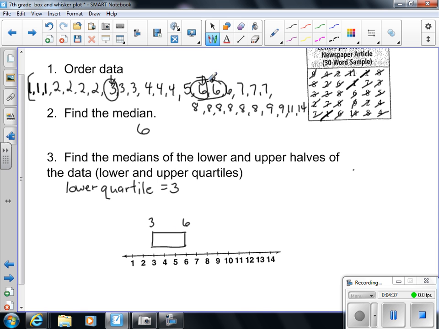And then let's do the same for the upper half. 1, 2, 3, 4, 5, 6, 7, 8. So my median of the upper half, or we call it the upper quartile, would be 8. Okay, so I make another bar above the 8, connect, and label.